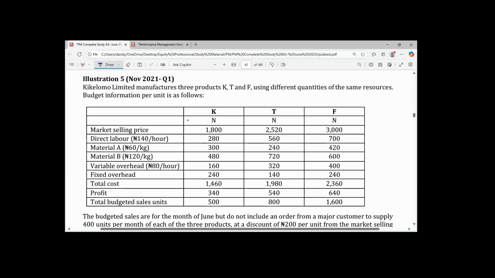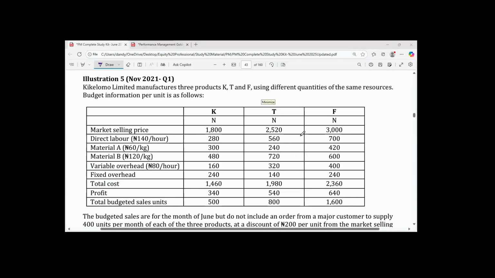One more illustration to go under this, which is optimal mix involving special order. How do you treat a question whereby you are given a single constraint and then there's a special order to be satisfied? When you have this kind of question, how do you treat it? And that's what we want to do today.